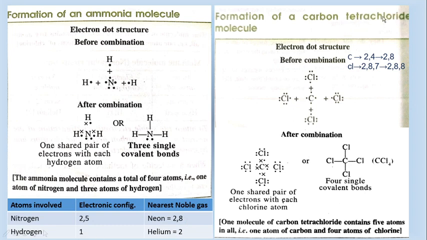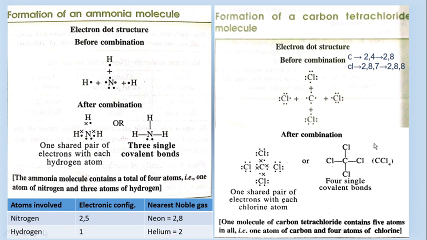And another example, carbon tetrachloride. So in carbon tetrachloride, first, carbon has the 2, 4 configuration. After sharing the electrons with the chlorines, it forms 2, 8. That is the configuration of neon. Similarly, chlorine before is 2, 8, 7. After attaining stability by combining, it has the configuration 2, 8, 8. 2, 8, 8 is argon.